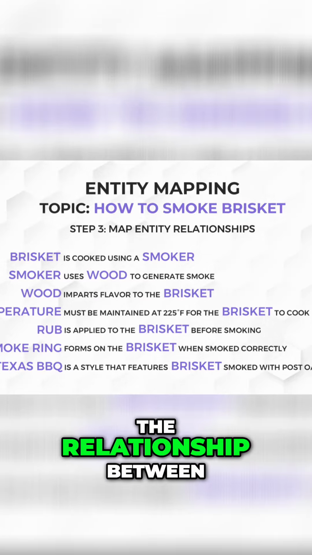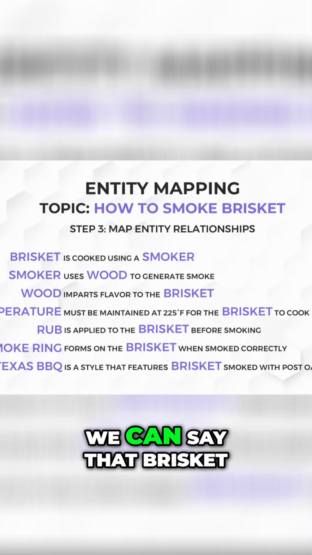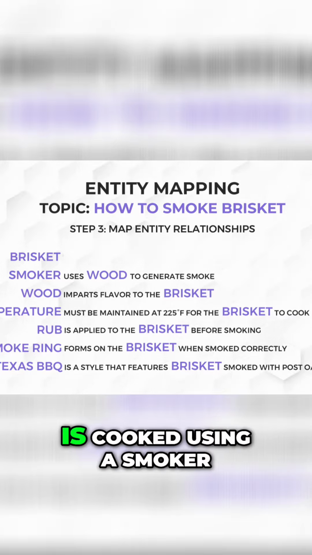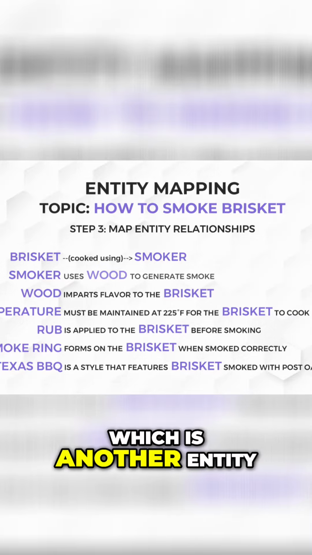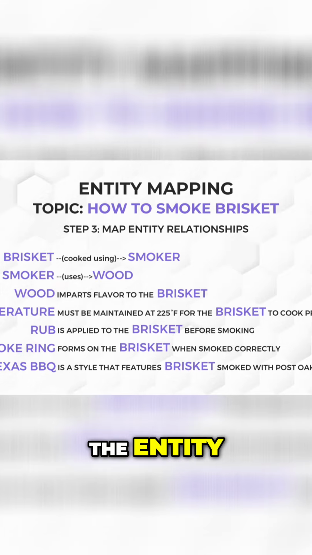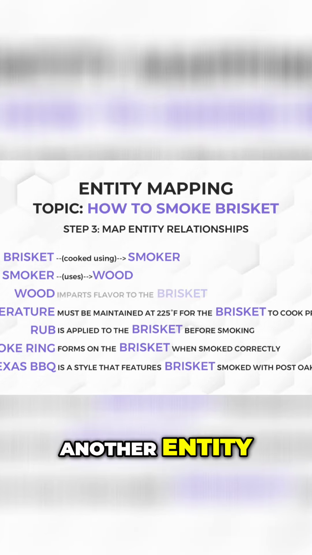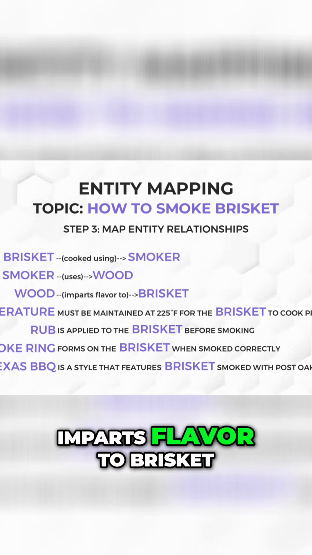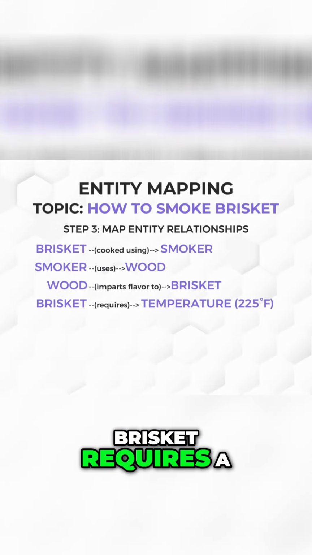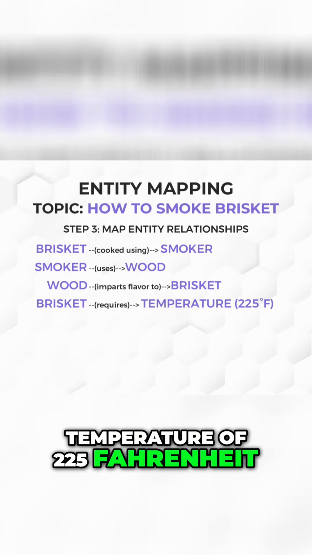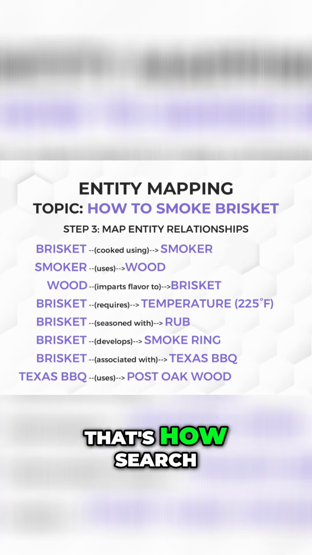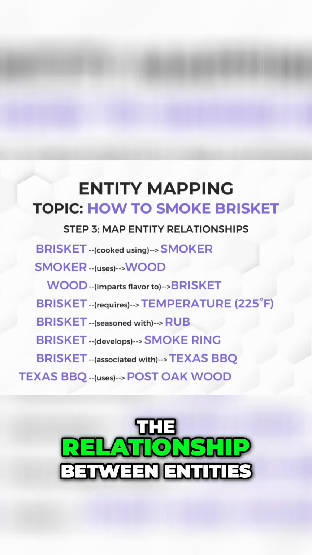and to make the relationship between entities even clearer, we can say that brisket, which is an entity, is cooked using a smoker, which is another entity. Smoker, the entity, uses wood, another entity. Wood, the entity, imparts flavor to brisket. Brisket requires a temperature of 225 Fahrenheit, etc. That's how search engines will understand the relationship between entities.